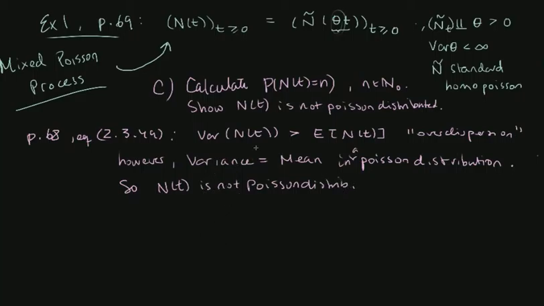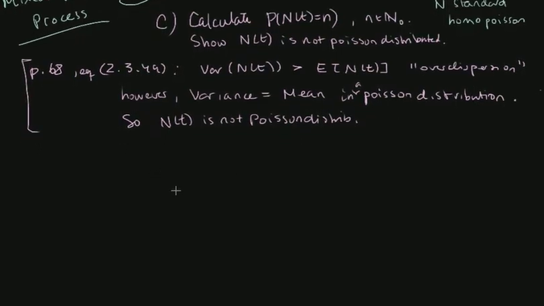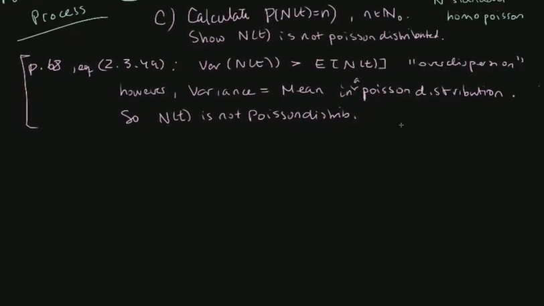Now, one might ask, well, if N(t) is not Poisson distributed, then how is it distributed? And that is what we will try to take a quick look at. And it will not be very hard, fortunately. So we will want to calculate the probability that N(t) is equal to n.